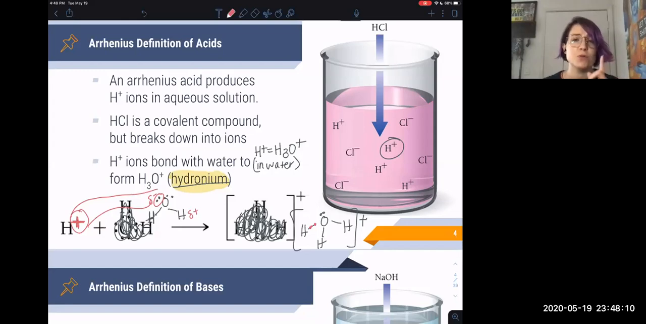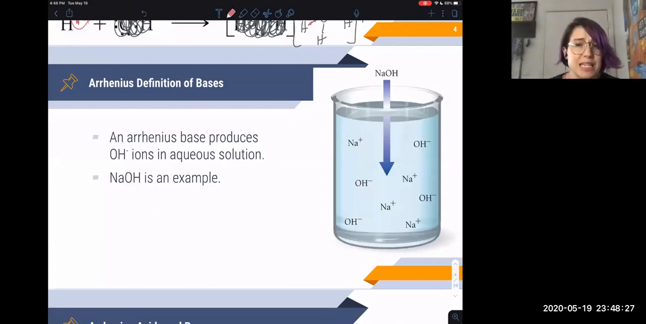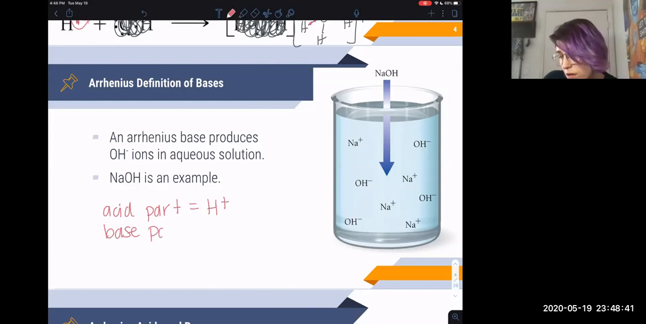So 1 hydronium equals 1 hydrogen ion, vice versa. They have a 1-to-1 ratio. So we can just kind of think about them as being equal. So Arrhenius means it gives off H+ or makes hydronium, essentially. Arrhenius talked about bases too, and he said that bases are going to be things that give off hydroxide. So I want you to think about an acid part of an Arrhenius definition is the hydrogen ion, and the base part of this definition is hydroxide. They're kind of opposites.